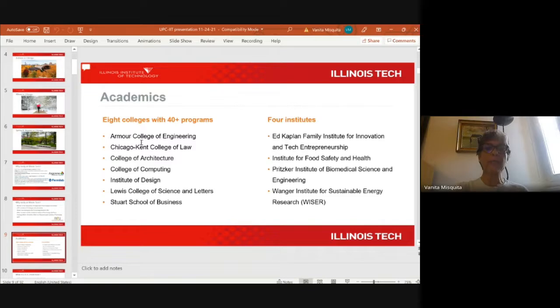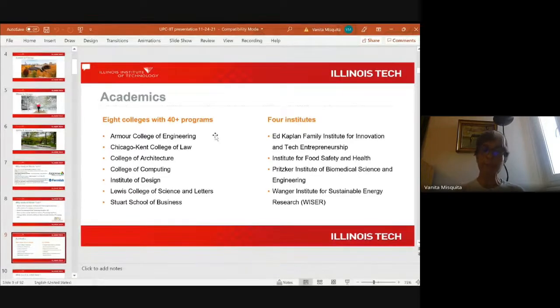So, for example, under the Armour College of Engineering, we have the Department of Electrical and Computer Engineering that offers its own master degree programs. We have the Department of Mechanical Materials and Aerospace Engineering that offers its own master degree programs. We have the Department of Biomedical Engineering as well, the Department of Civil, Architectural and Environmental Engineering, and the Department of Chemical and Biological Engineering.